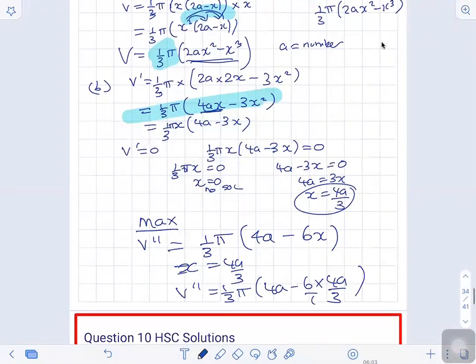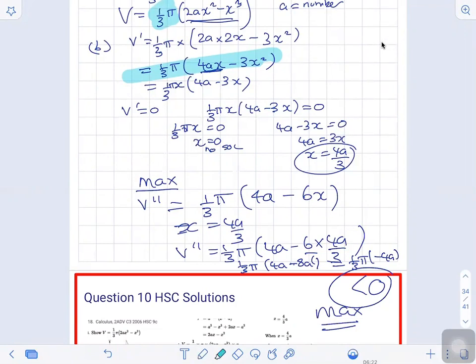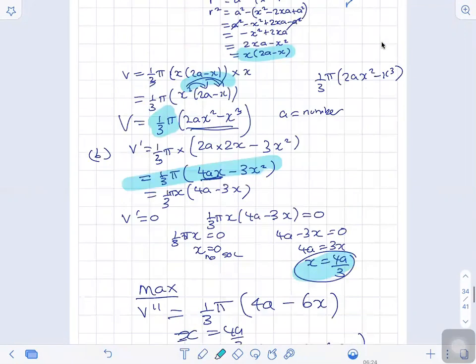So that'll be 1/3 pi 4a. 24 on 3 is 8a. So it's 1/3 pi times minus 4a. So the most important thing you see here is that this is less than 0. So therefore it is a maximum when x equals 4a on 3.